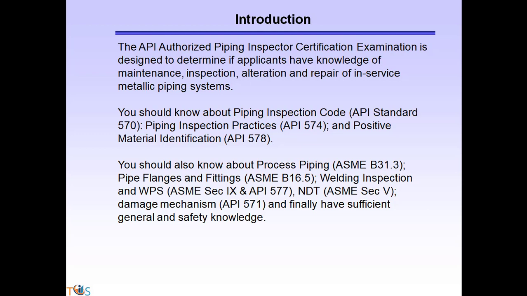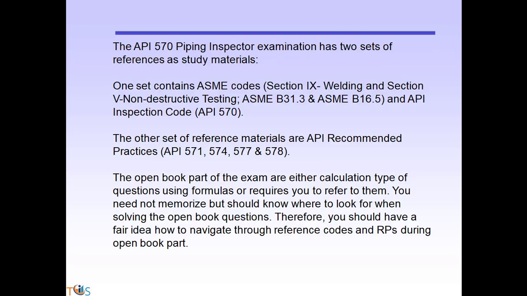You should also know about process piping, ASME B31.3, pipe flanges and fittings B16.5, welding inspection and WPS, ASME Section 9 and API 577, NDT, ASME Section 5, damage mechanisms, API 571, and finally have sufficient general and safety knowledge.